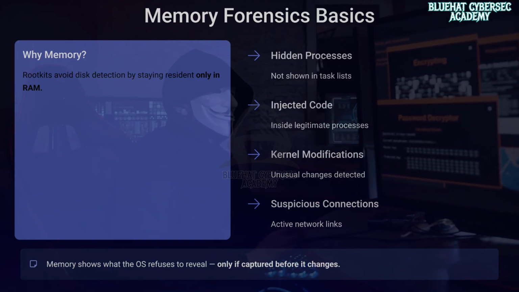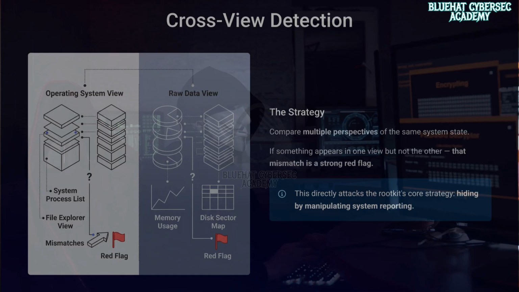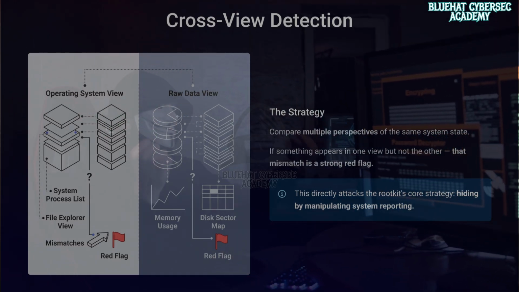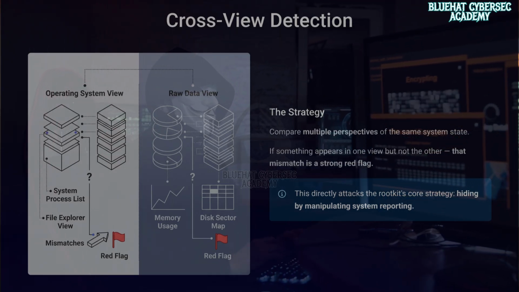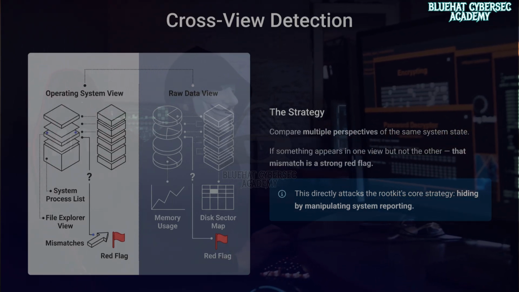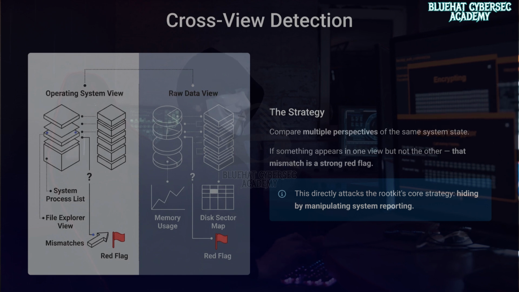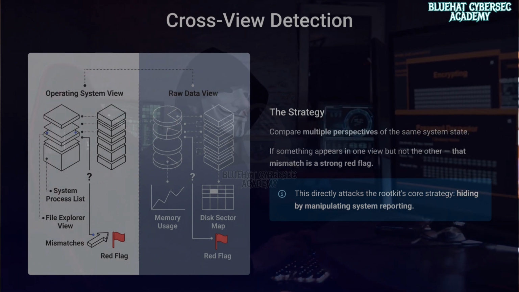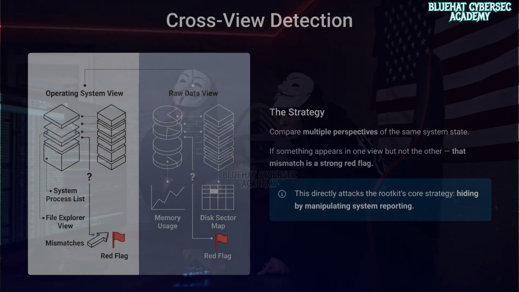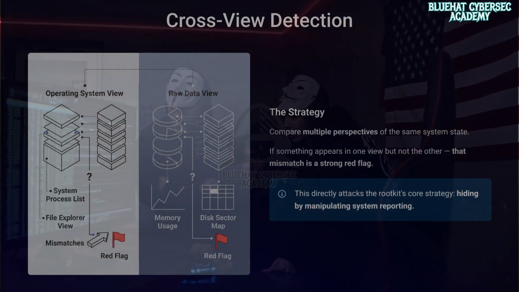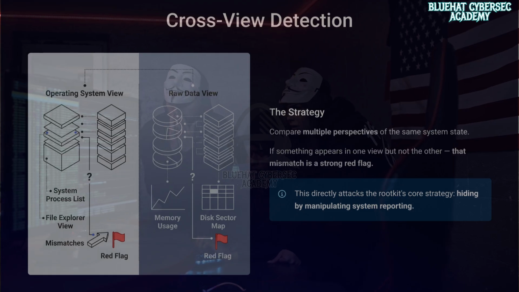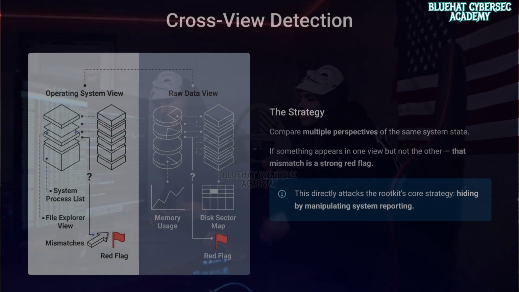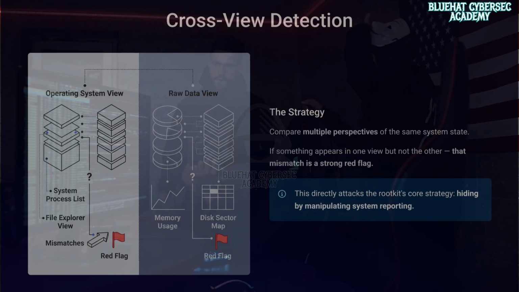Now let's connect everything using cross-view detection, which is one of the most effective real-world strategies. The idea is simple, but extremely powerful. Compare multiple perspectives of the same system state. So you might compare the operating system process list versus raw memory process enumeration, or File Explorer view versus raw disk sector analysis. If something appears in one view but not the other, that mismatch becomes a strong red flag. And this directly attacks the rootkit's core strategy: hiding by manipulating system reporting.